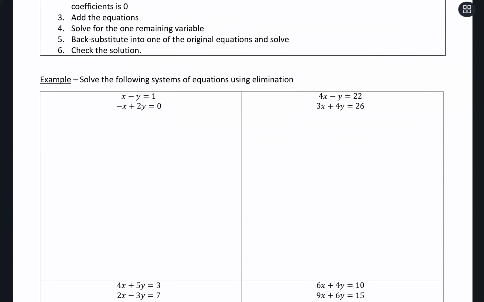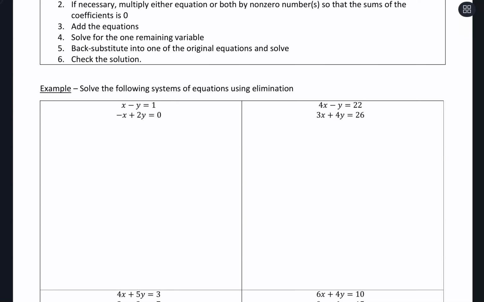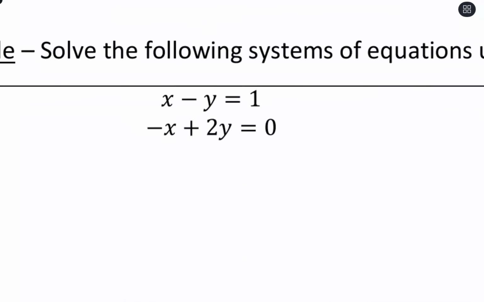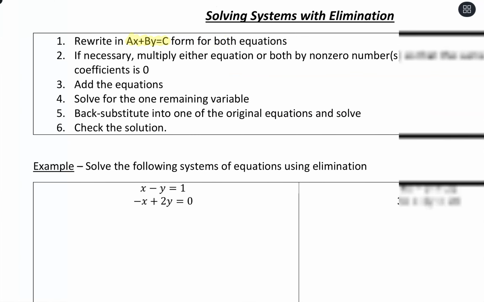So like all of these, I believe, yep, all of these are all set up with that first step done for us, where we have them all lined up so that vertically we can see our x's, y's, our equal sign, and then constants on the other side.